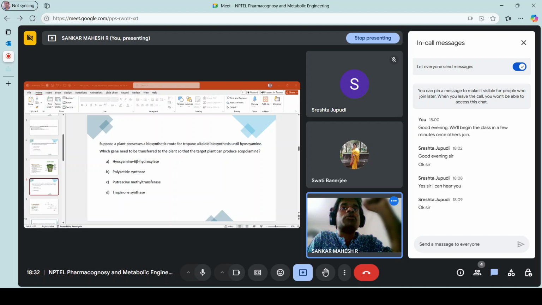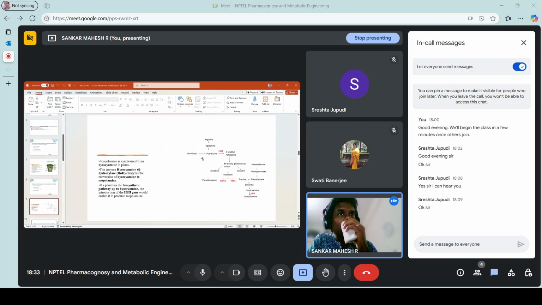We'll look at the pathway first. All of this starts with ornithine, the amino acid, and from ornithine we get putrescine. And this enzyme, putrescine methyltransferase, which is given as option C, is what converts putrescine to N-methylputrescine. And this acts as a precursor for tropinone. From tropinone, we get tropine, which then gets converted to littorine and hyoscyamine, and finally from hyoscyamine to scopolamine.